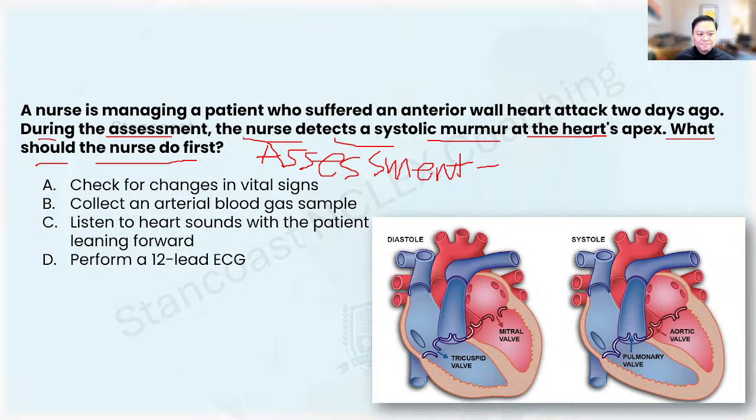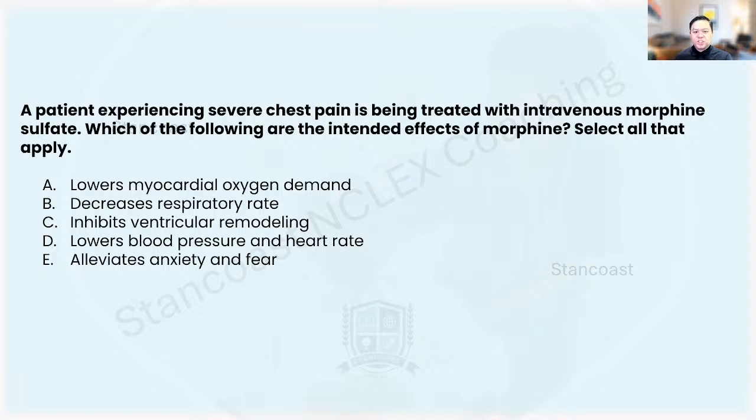So that is the letter B. Oh, I'm sorry, letter A rather, not letter B. Check the changes in the vital signs. Again, letter A. I got so distracted. Letter A is the answer. Check for changes in the vital signs. That's it. Now let's move forward to the next question.